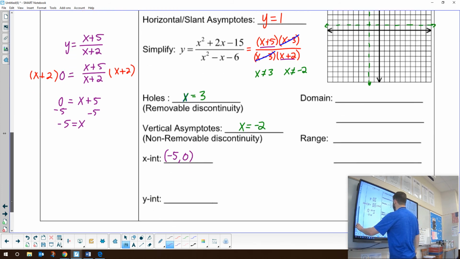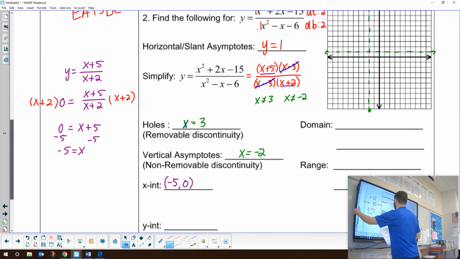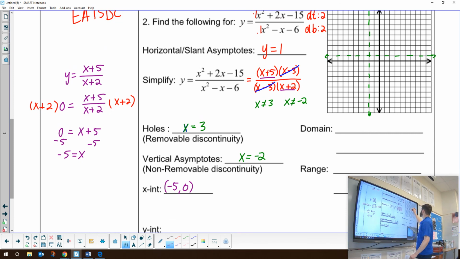For my y-intercept, we're going to plug in 0 for x instead. Well, actually, let me go ahead and put my x-intercept on here. So we're going to have my x-intercept at -5, 0. So -1, 2, 3, 4, 5, 0. Right there. Looking good.